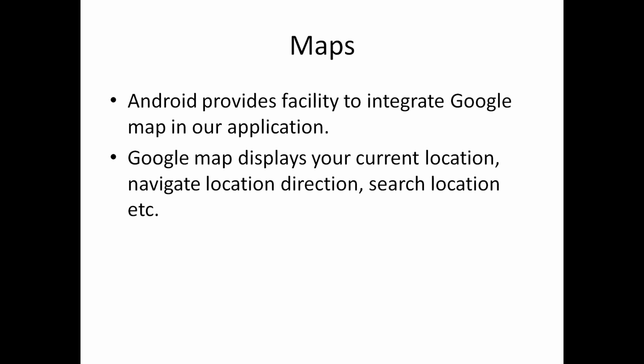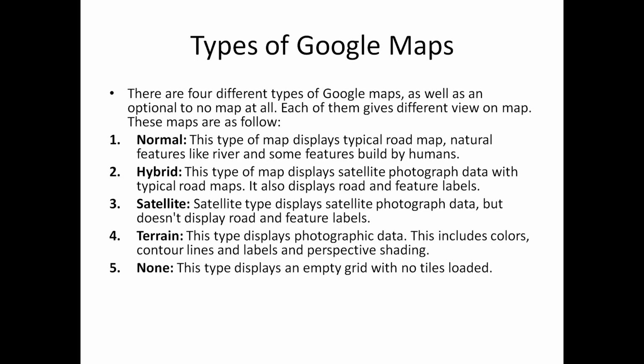Android applications provide a facility to integrate maps into the applications. The map displays the current location, navigates location directions, searches locations, etc. There are some types of maps available in Google Maps. Based on Google Maps, we can classify the types into five: normal, hybrid, satellite, terrain, and none. Now we will discuss each and every type one by one.